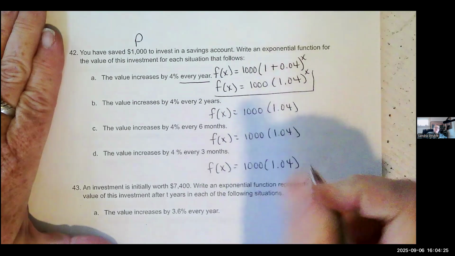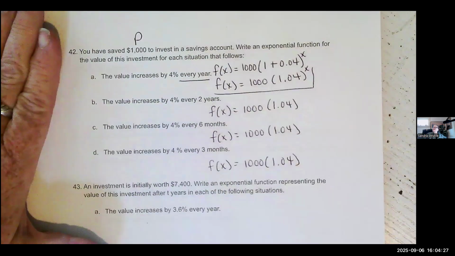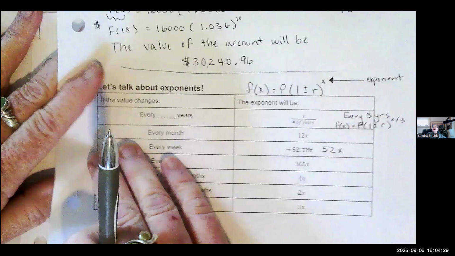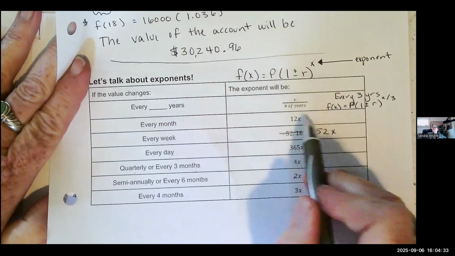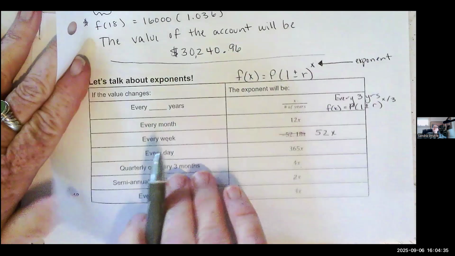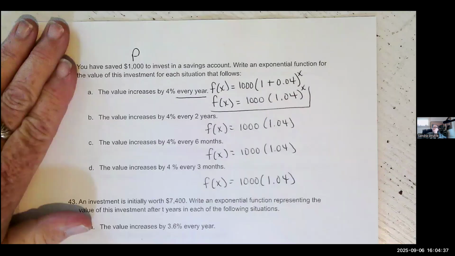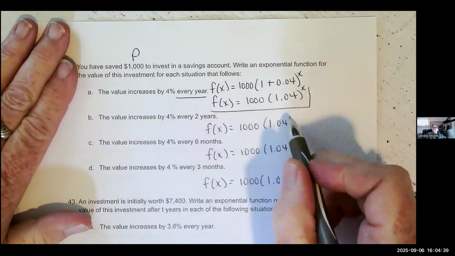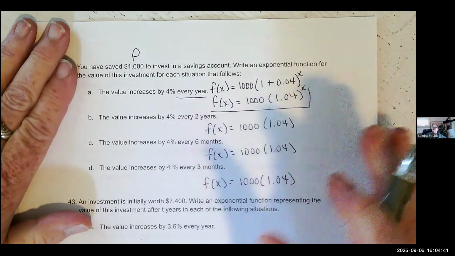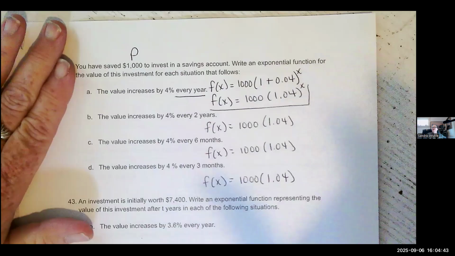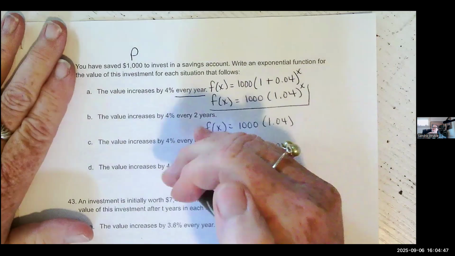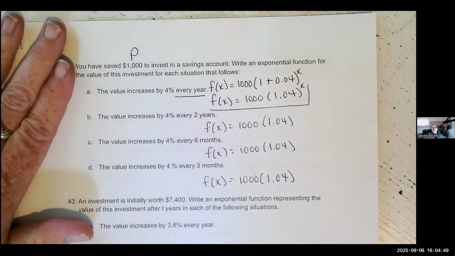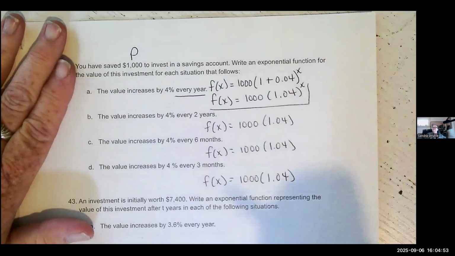Now, use the notes I just gave you. Use the fact that if it's every blank years, you would put x over whatever that blank was. So I want you to write in what you think this would be. Pause the video, give yourself a second to do it, or a minute, or whatever you need, and then come back to see if you get the same thing. I want you to do this for all three of these to see if your answer aligns with mine, to make sure you understand it before you go to the next piece, okay?